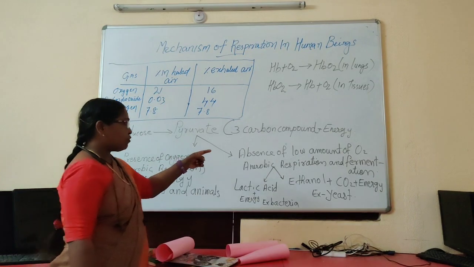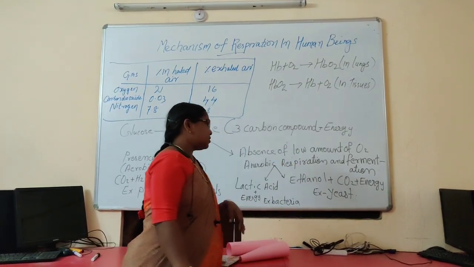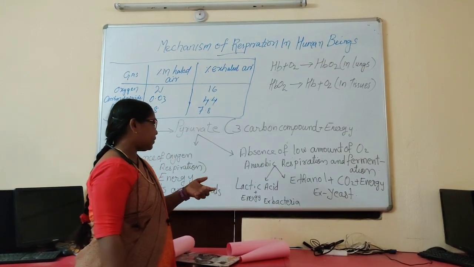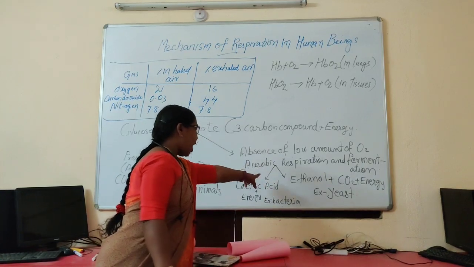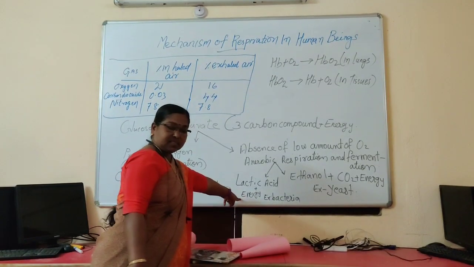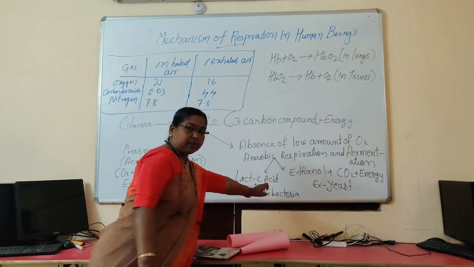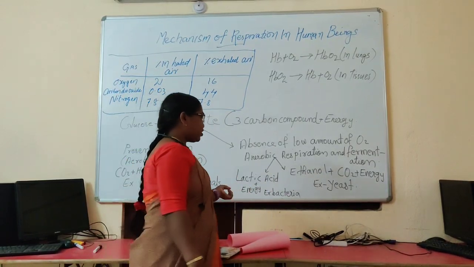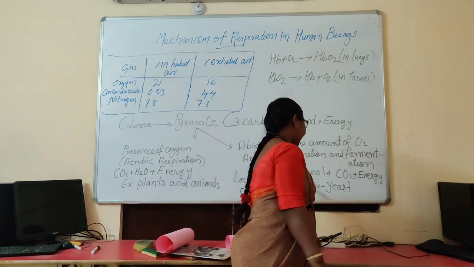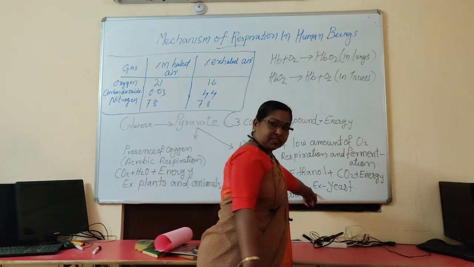Next, in the absence or low amount of oxygen, anaerobic respiration is a fermentation process, already explained. The products formed in this anaerobic respiration are lactic acid plus energy, which happens in bacteria. And the other product is ethanol plus carbon dioxide plus energy, which occurs in yeast.